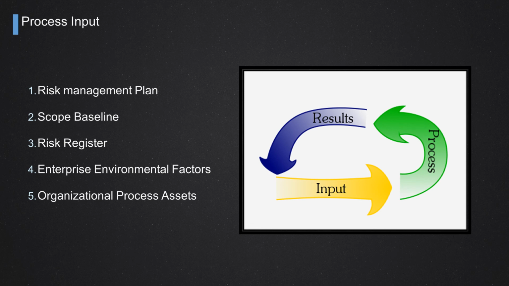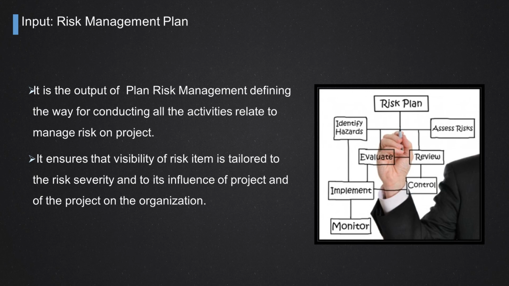The main information and data, of course, we have to find in the risk management plan once we have prepared it in the initial phase of the process. The risk management plan gives us the instructions, tells us the way in which we have to conduct all the activities that are relevant to risk management. And it is tailored to the severity of the risk, as we have said before, and the influence of this event over the project, and the project over the company.